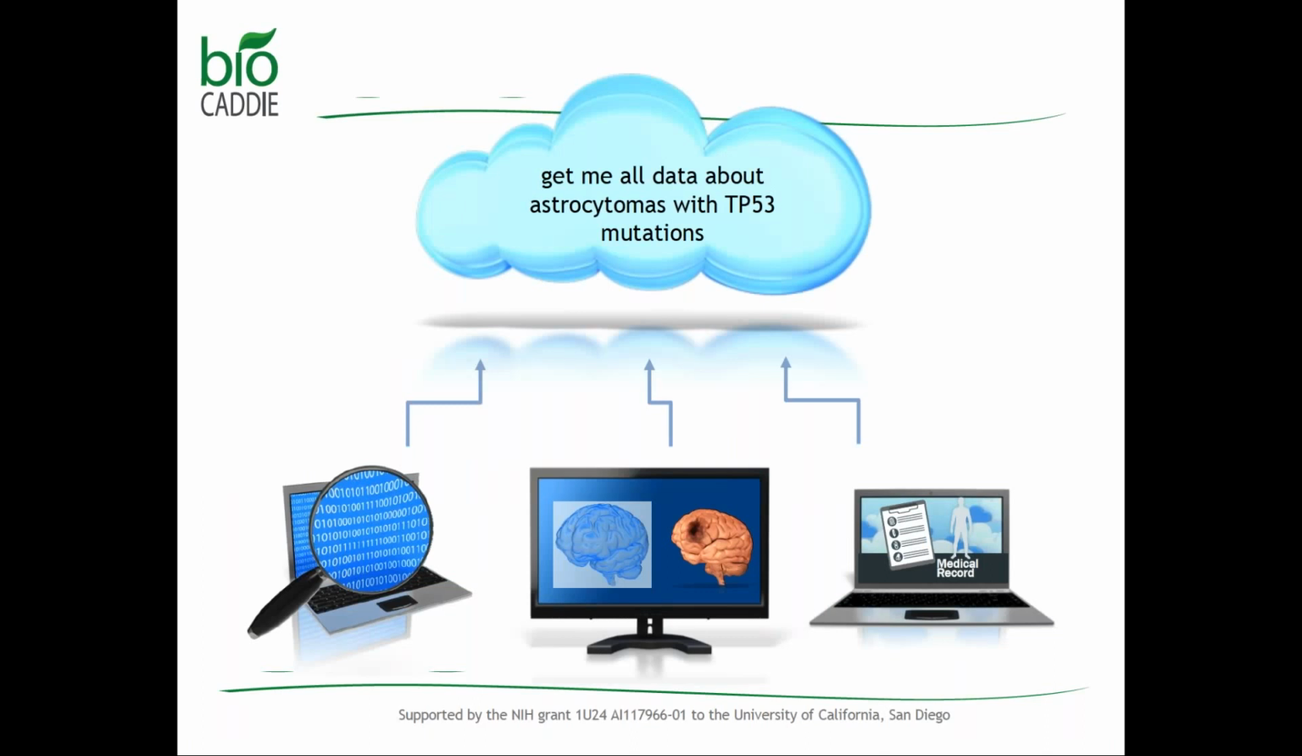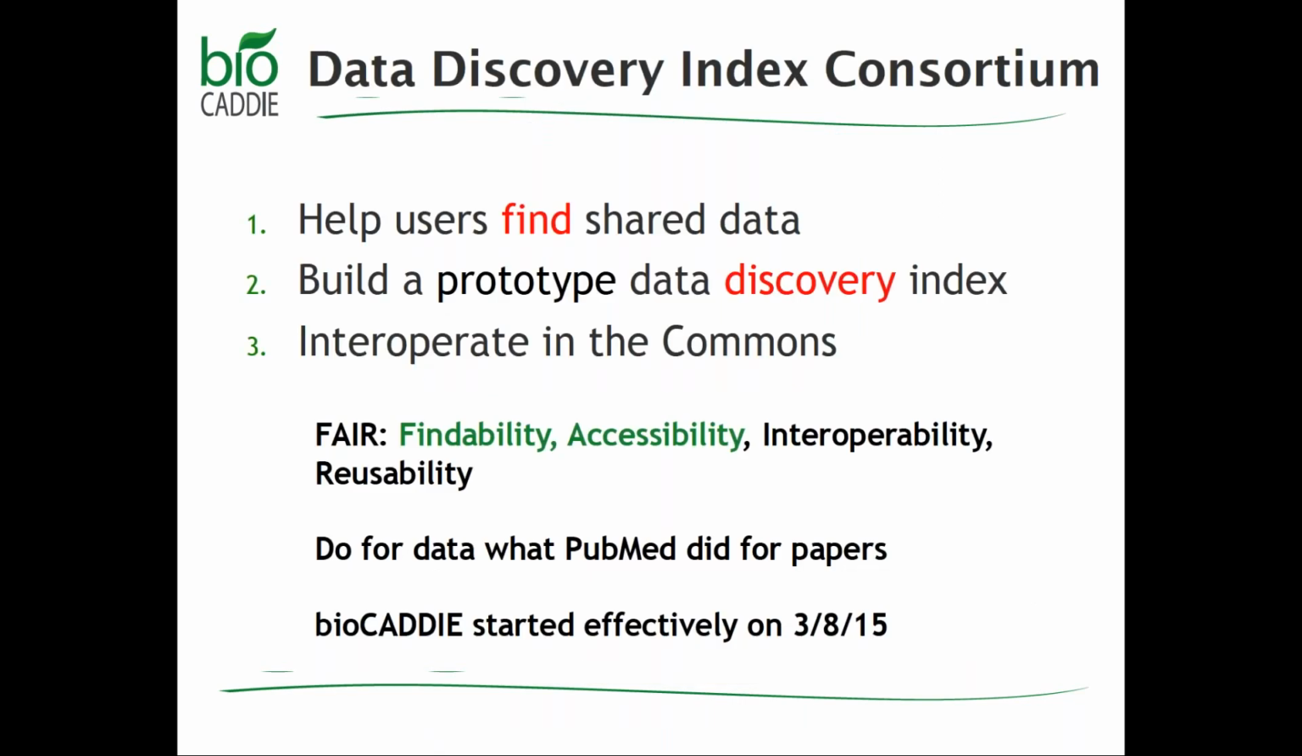So I would like to start with a motivation for this, and this is one that I'm personally interested in. For example, a question about, could I get all data about astrocytomas with TP53 mutations? And in particular, I'm interested in stage 2 type of tumors. Can I get images? Can I get medical records? Can I get other type of data so I could assess survival? I could assess recurrence and other items of interest. And believe it or not, if you try to do that today, it is very cumbersome and you don't find everything that you should.